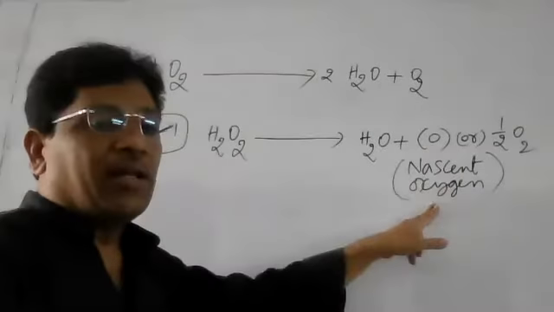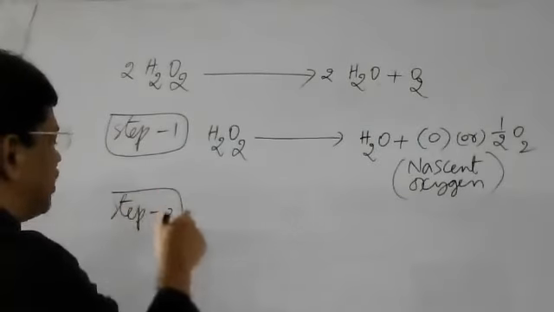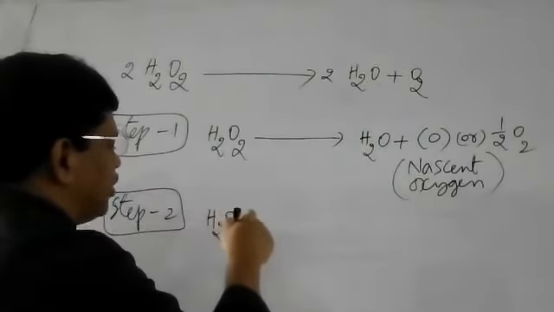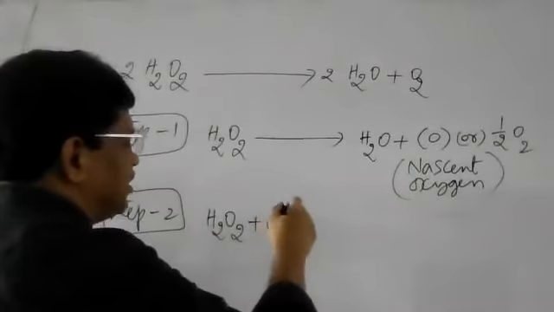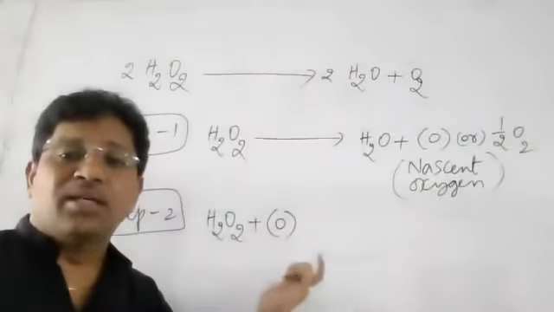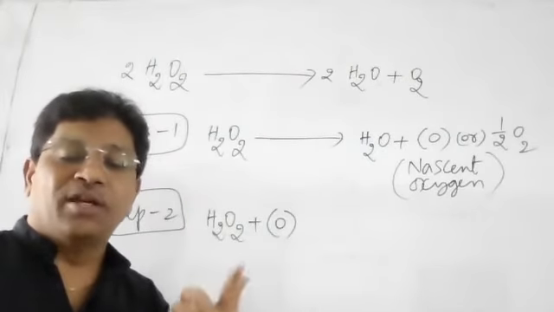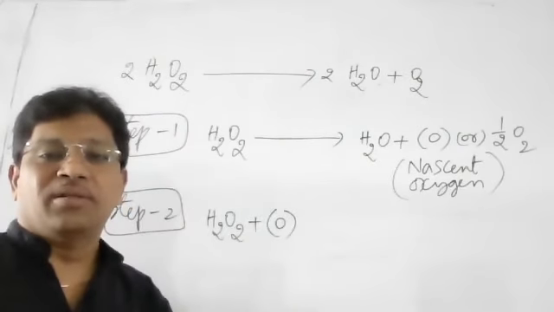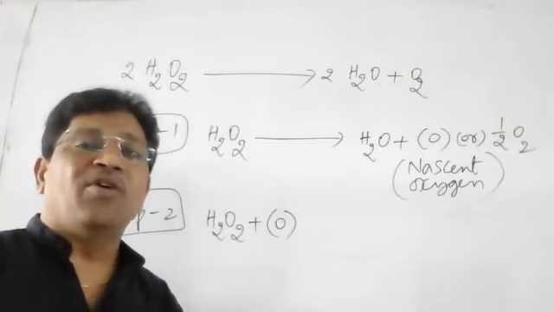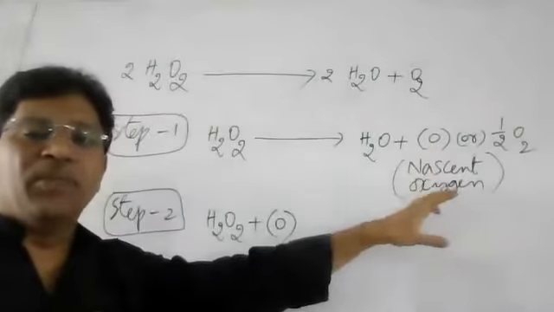So this nascent oxygen attacks one more H2O2. In step 2, again one more H2O2 molecule is attacked by which species? This oxygen atom. The oxygen atom shown within square brackets is called nascent oxygen, which is highly reactive. Highly reactive means highly energetic, and more energetic means least stable. Whenever a species is highly reactive, it is more energetic, meaning less stable.